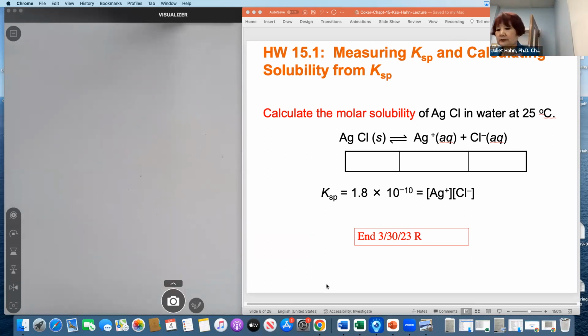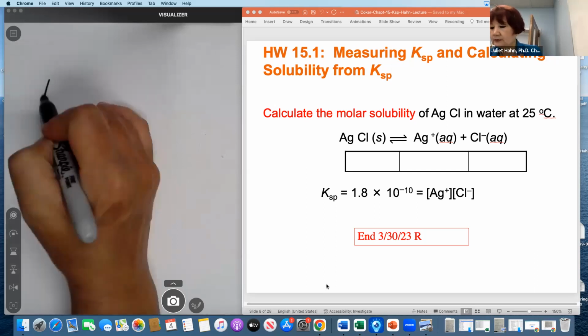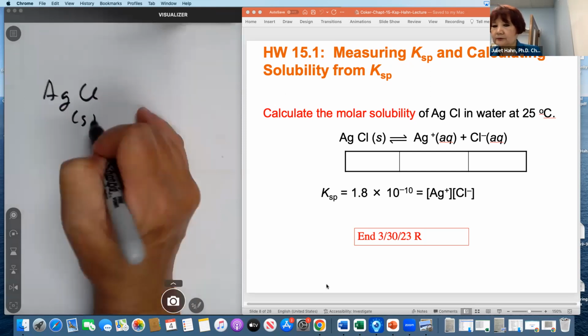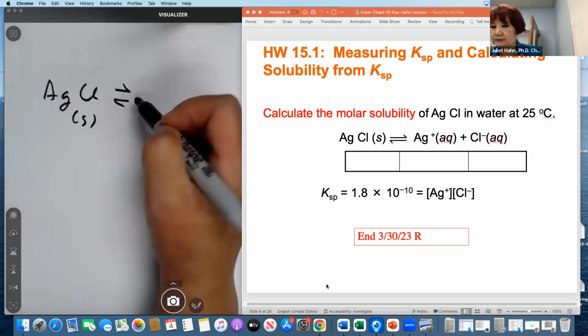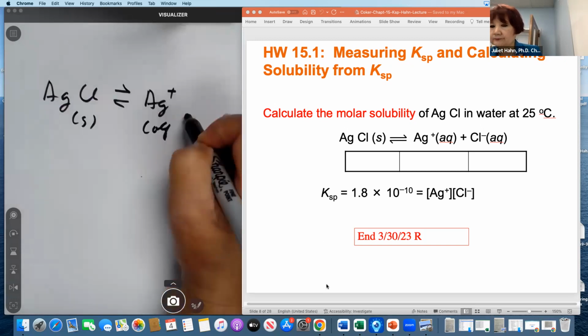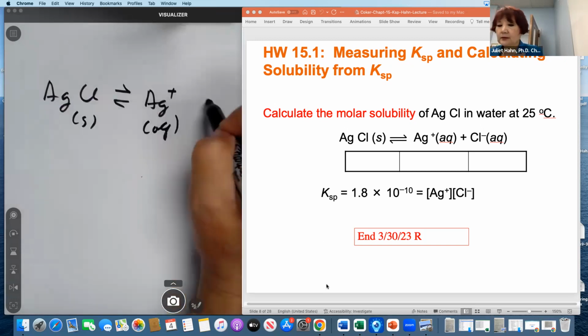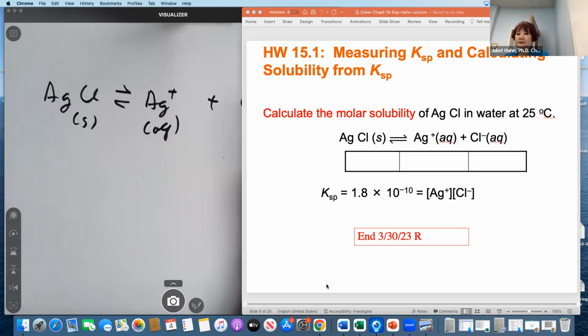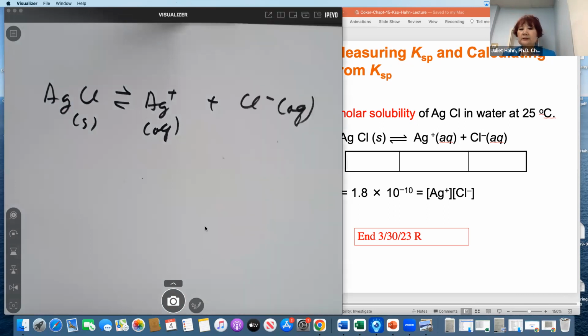So what we're doing is we have silver chloride solid, and it is dissociating to give silver ions and chloride ions. And the question says that you're supposed to calculate the molar solubility of the silver chloride in water. Okay, so how would you do that? And then there's a little chart, so this is like an ICE chart.